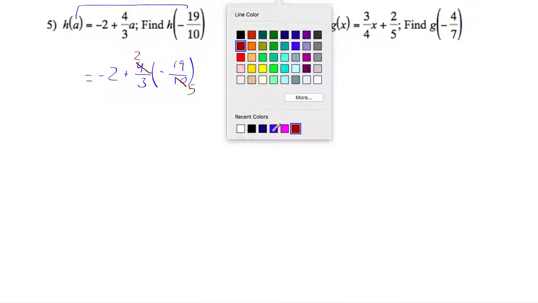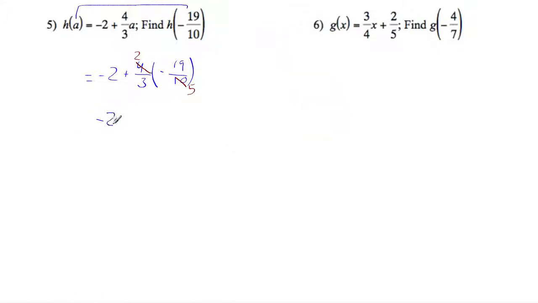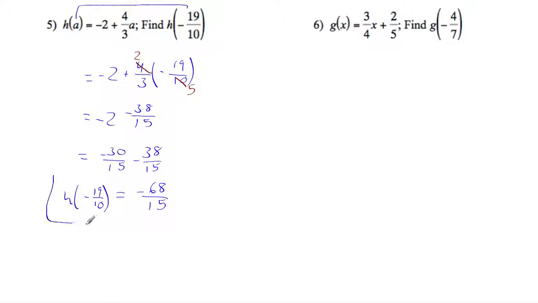So, changing my pen back to blue, I'm going to get negative 2 minus, this is 2 times negative 19, which is 38, over 3 times 5, which is 15. Because I'm dealing with fractions, I need a common denominator. So this is going to be negative 30 over 15 minus 38 over 15. So h of negative 19 tenths. Negative 30 minus 38 is going to be negative 68 over 15.